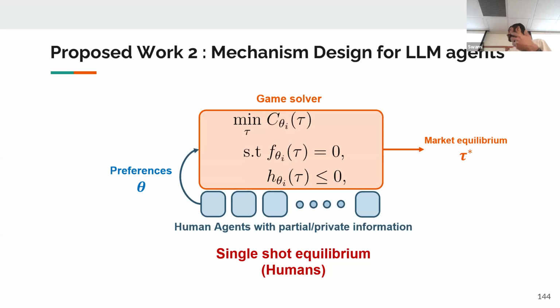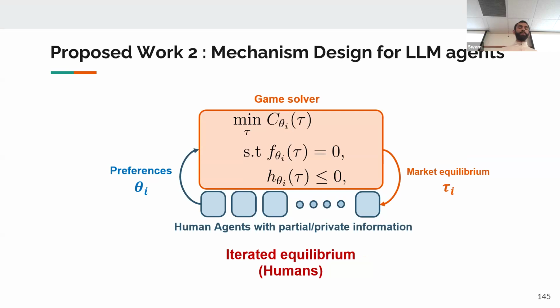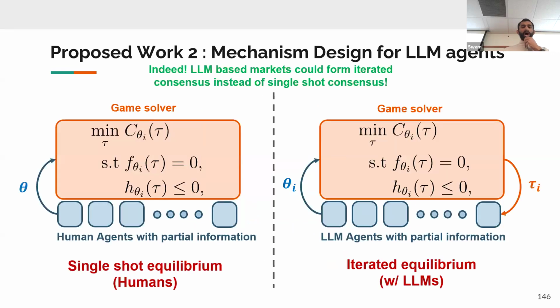Now, the humans might not be satisfied with the equilibrium that the system reaches, and so might want to refine their preferences given access to the equilibrium that the market reaches. Unfortunately, with humans, this is somewhat difficult, given the bandwidth and time limitations that we as humans might have. However, if you have LLM agents representing those humans in these systems, you might be able to have an iterated equilibria like this, where you go back and forth between exposing your preferences and refining them based on the current market equilibrium.